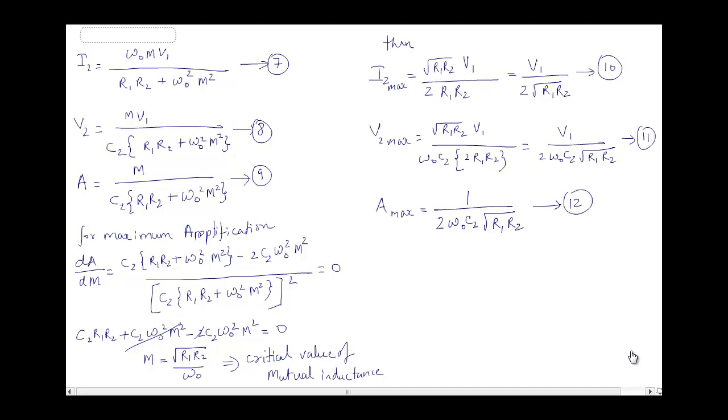So what we are having is the amplification that is given by the double tune circuit, just as in the case of the single tune circuit we had an equation. Here also we are having an equation. So always remember, single tune and double tune circuit derivations are written in the syllabus.